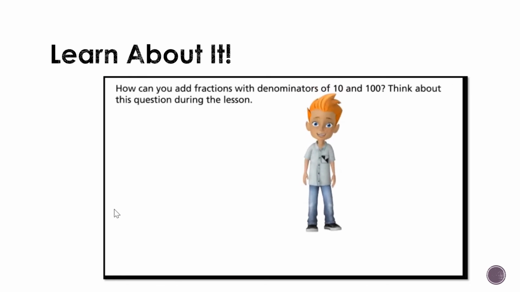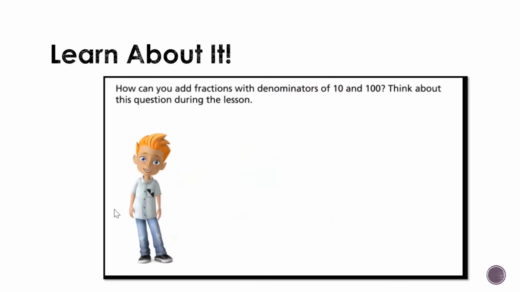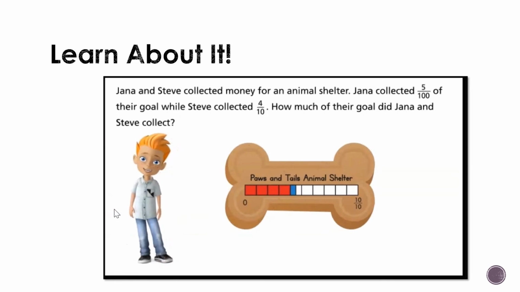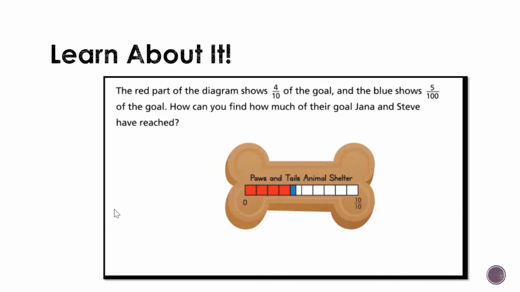How can you add fractions with denominators of 10 and 100? Think about this question during the lesson. Jana and Steve collected money for an animal shelter. Jana collected 5/100ths of their goal, while Steve collected 4/10ths. How much of their goal did Jana and Steve collect? The red part of the diagram shows 4/10ths of the goal, and the blue shows 5/100ths of the goal. How can you find how much of their goal Jana and Steve have reached?